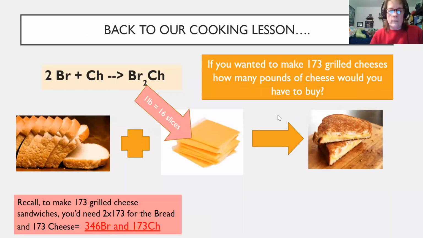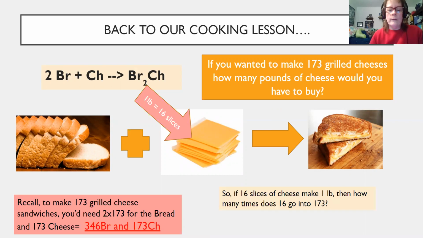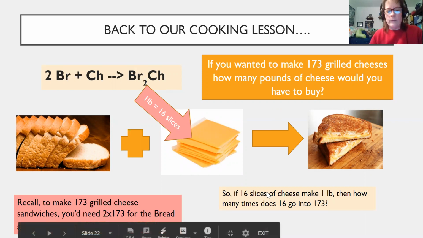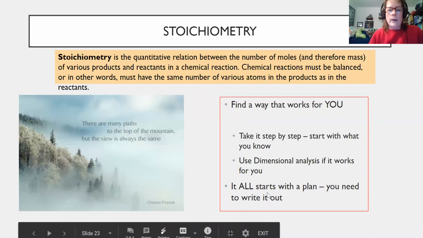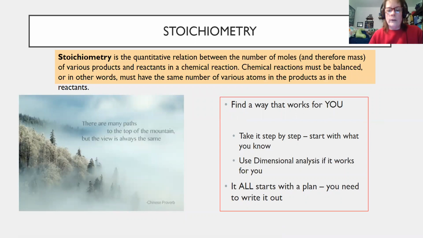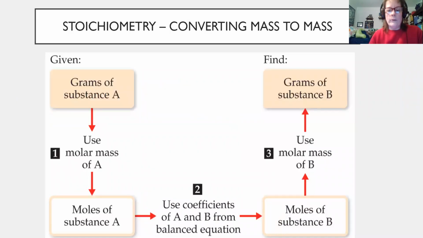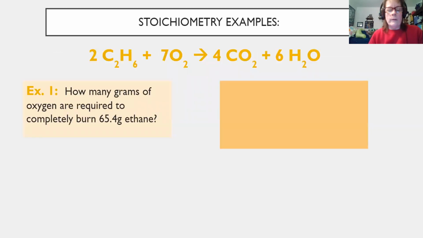Okay, on to the next. Back to our bread and cheese. With this example, they want to know how many pounds of cheese, and if a pound has 16 slices, you had to figure out, it's just a conversion factor, which is what we're going to be doing. Stoichiometry is just one of those things. You've got to find a way that works for you and take it step by step. You could possibly use this, and this is fine. This is just giving you a flow chart of, if you're given one thing, the different steps you have to go through to get to the other. And I'm going to walk you through several of these in this section.